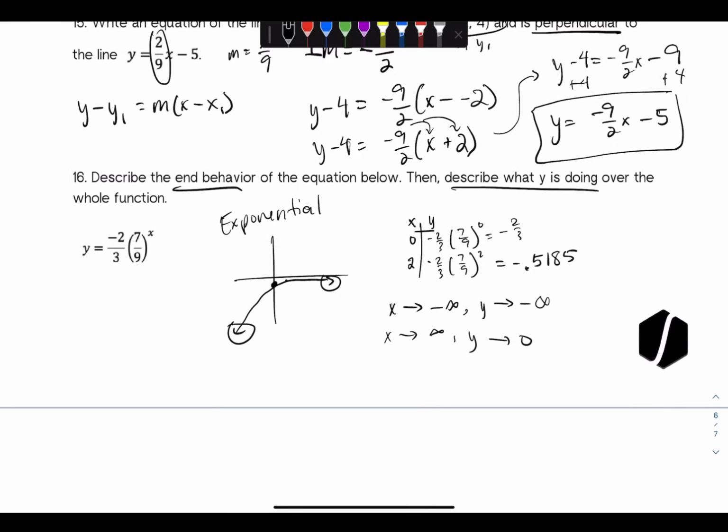All right, so then let's describe what y is doing over the whole function. The values of y are starting out negative, and they're getting closer to 0. So if I start out at like negative 2/3, then I have negative 0.5185. They're kind of increasing, right? Because the numbers are getting bigger. So y is increasing closer to 0.